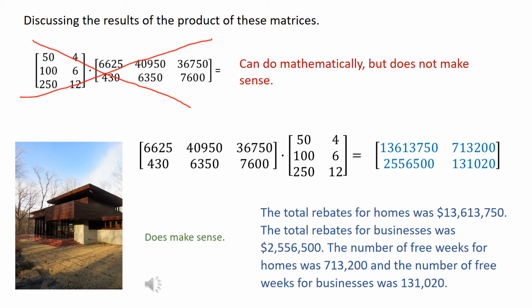$13,613,750 was given in rebates to homes. The total rebates for businesses was then $2,556,500. And we had a total of free weeks of service for the homes of 713,200. And then lastly, the number of free weeks for businesses was 131,020.